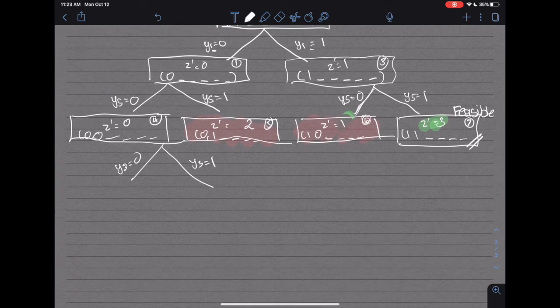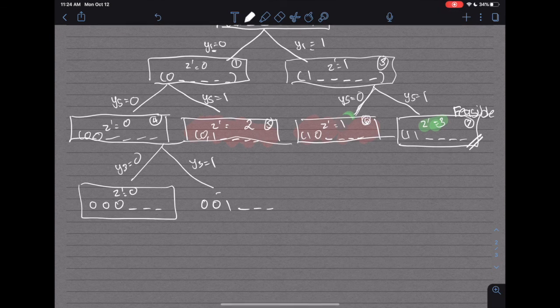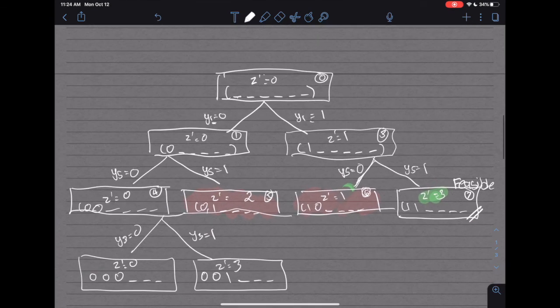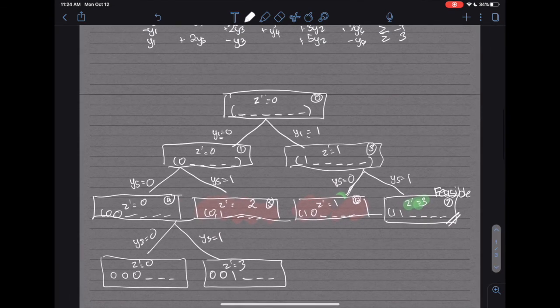So this becomes 0, 0, 0, blank, blank, blank. Z prime remains at 0. Still infeasible. This becomes 0, 0, 1, blank, blank, blank. Z prime is equal to 3. Now let's check. Let's name it node, sorry.